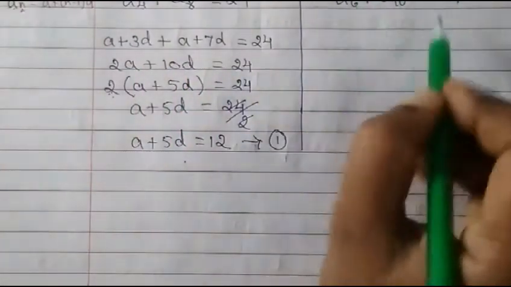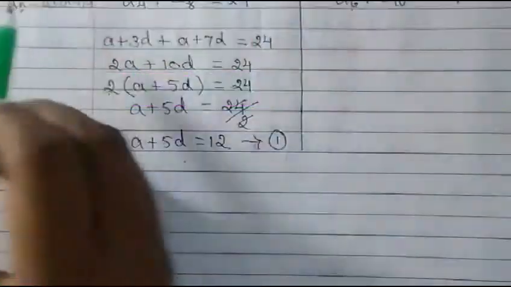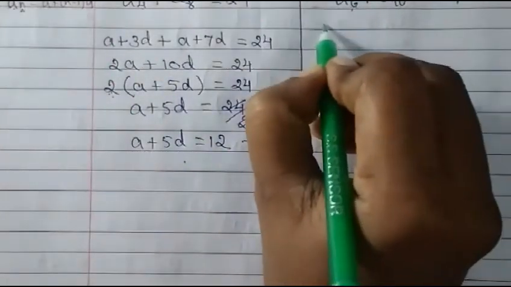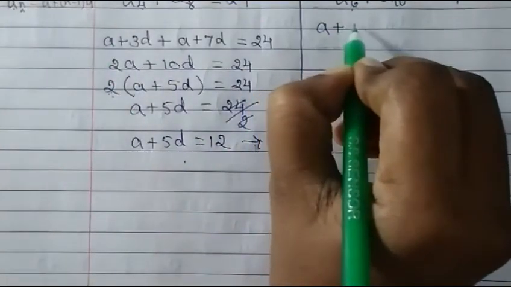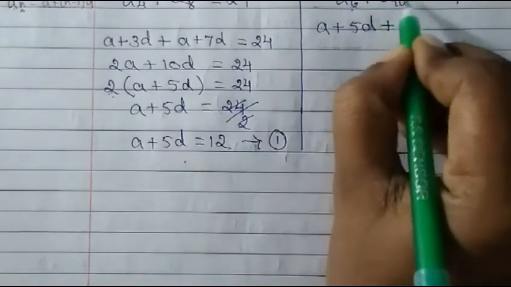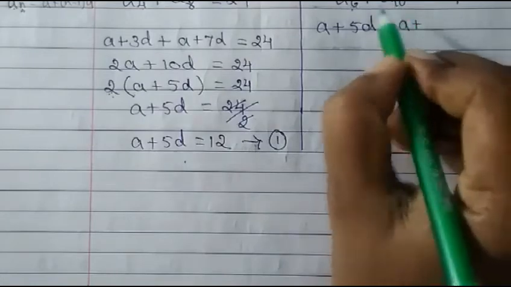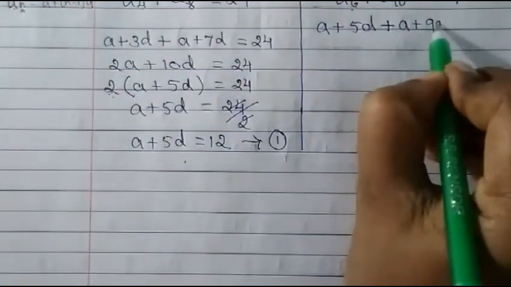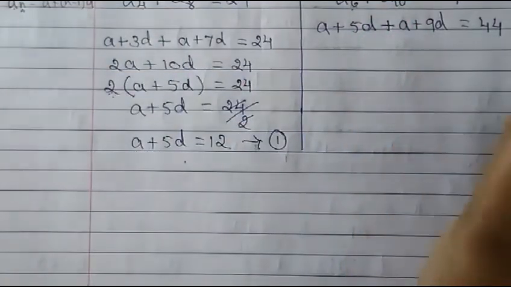Now same way we will do here also. This is A6. A6 means it will be A plus 6 minus 1, which gives us 5D. Same way you have to do this also. So this will give us A plus 5D, then plus this also, A plus 10 minus 1, so 9D, which is equal to 44.